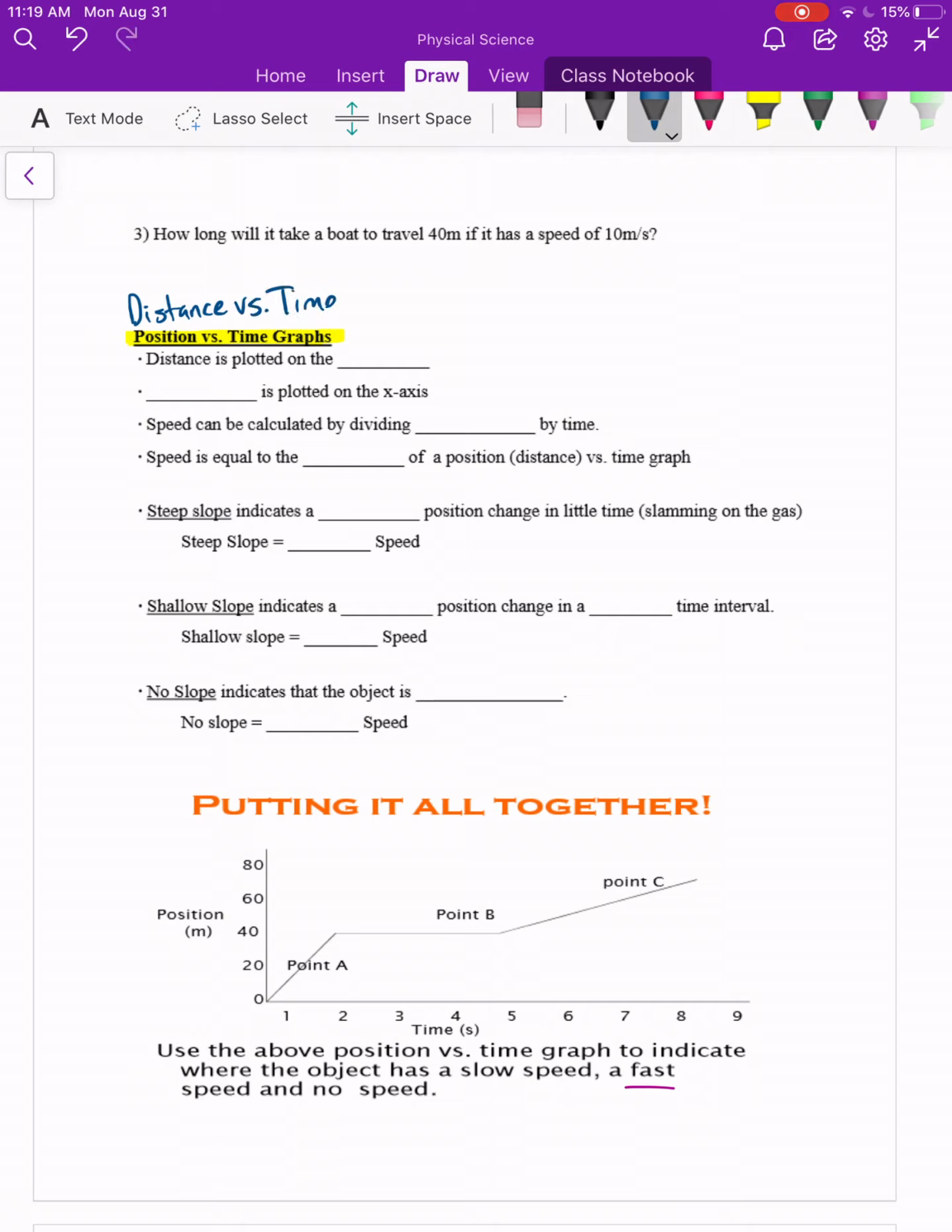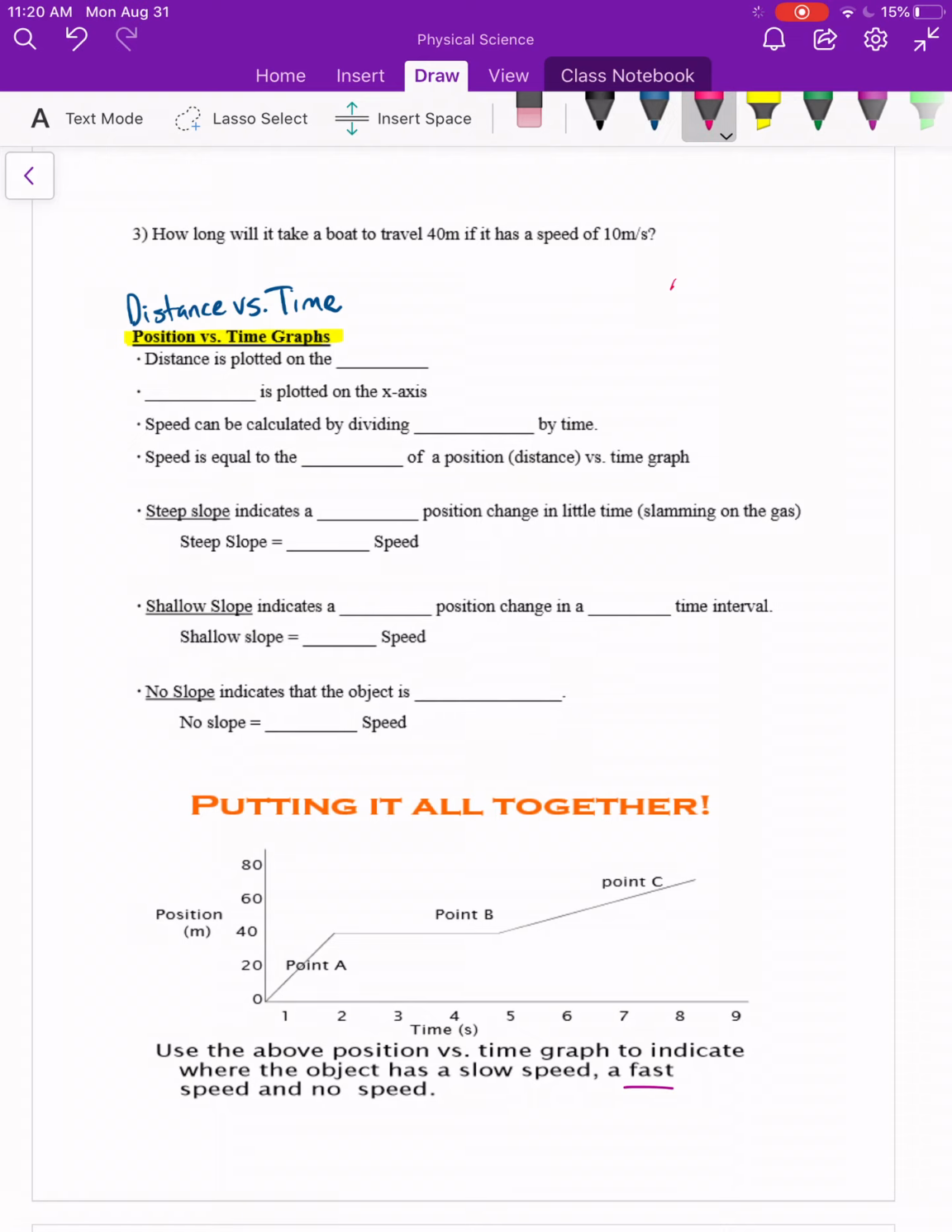All right, these are the same things. So let's go back and remember that we have two axes when we're graphing. We have one that's going up and down, and then we have one that's going from left to right. Hopefully you remember that the one on the bottom is called the x-axis, and the one that's going up and down is called the y-axis.